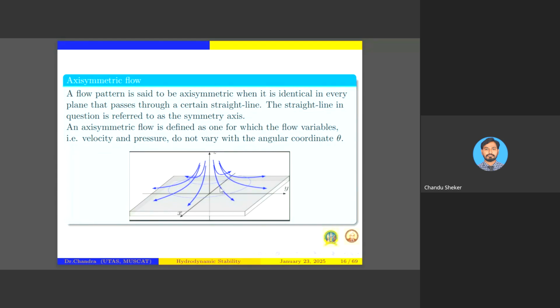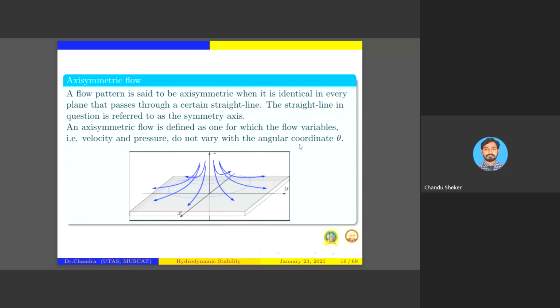Now, why are we explaining this axisymmetric flow here? Because in axisymmetric flow, the flow variables we are using, velocity and pressure, do not depend upon the angular coordinate. Angular means rotating.